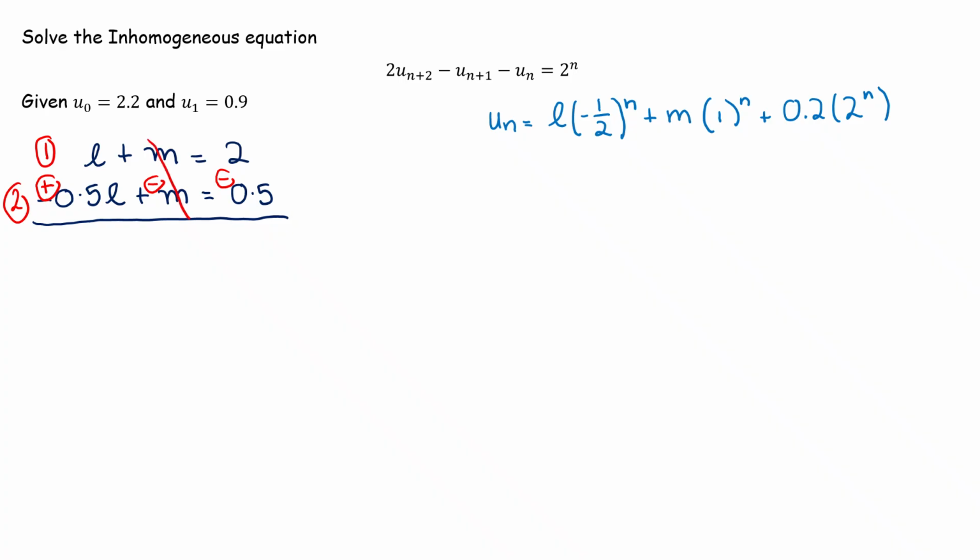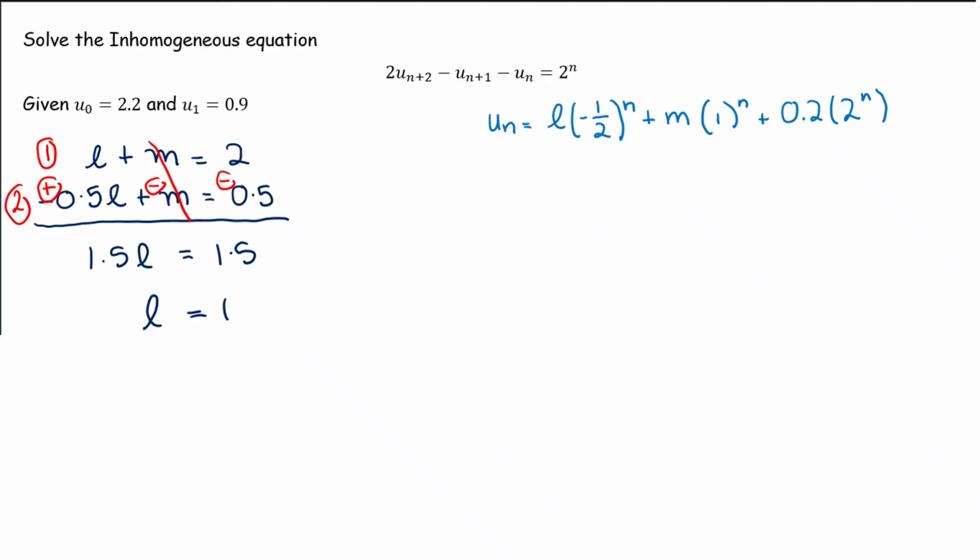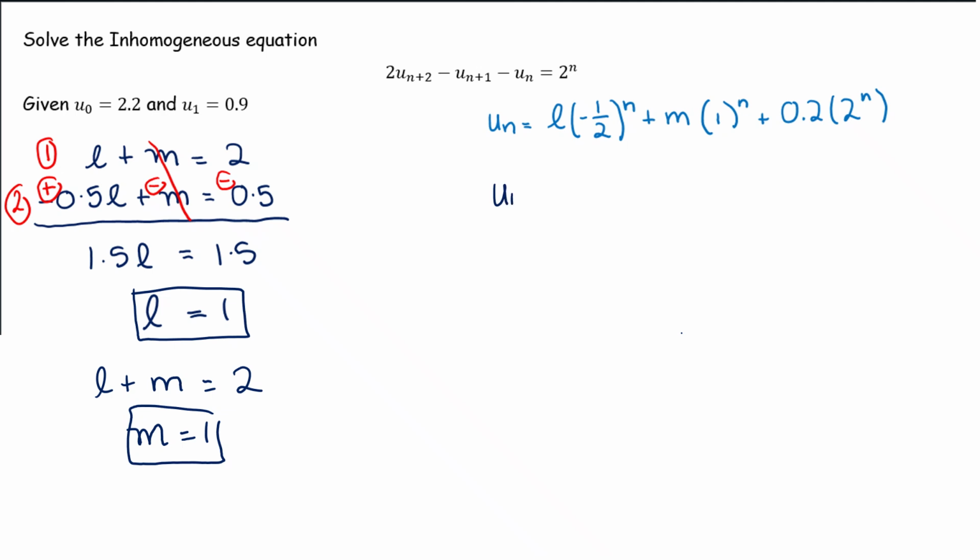So that is giving me 1.5L is equal to 1.5. So that gets us L equals 1. And since L plus M equals 2, that means M must equal 1. So let's go back and fill in our answers. So U_n is equal to 1 times (1/2) to the power of n plus M times 1 to the power of n plus 0.2 to the power of n.